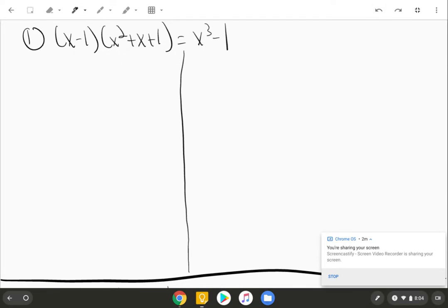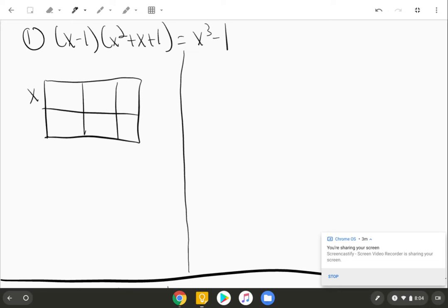And the way we're going to do that is by using the box method, which we should know how to do already. So x minus 1 times x squared plus x plus 1. Let's do this really quick. This is x times x squared, which is going to be x cubed. x times x is going to be x squared. x times 1 is going to be 1x. Bottom row, negative 1 times x squared is going to be negative 1x squared. Negative 1 times x is going to be negative x. And negative 1 times 1 is going to be negative 1.